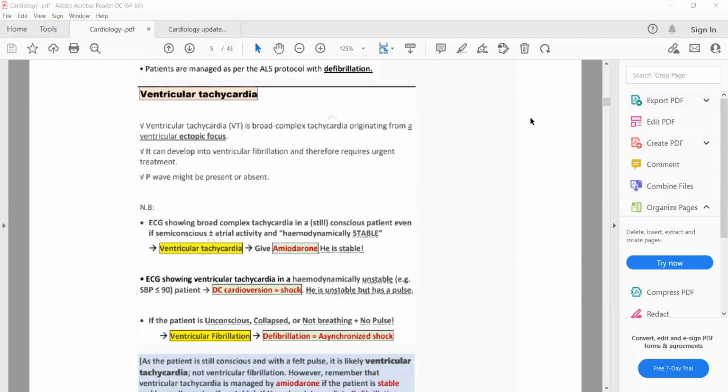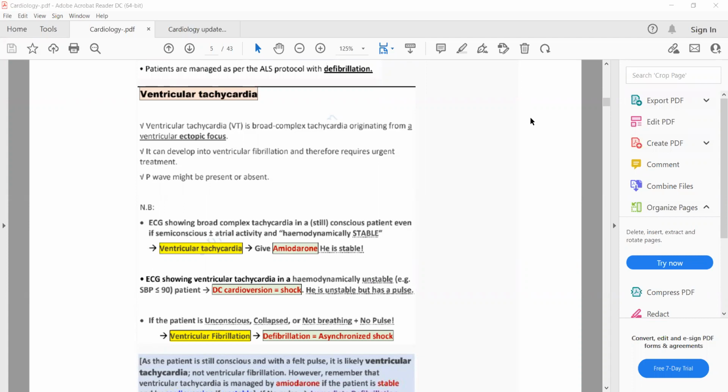So we're discussing how to manage ventricular tachycardia. So the patient develops ventricular tachycardia. How are you going to identify ventricular tachycardia? If ECG shows broad tachycardia, then it is ventricular tachycardia. And if a patient with ventricular tachycardia is clinically stable, then we'll manage this ventricular tachycardia by giving him an antiarrhythmic drug, that is amiodarone.